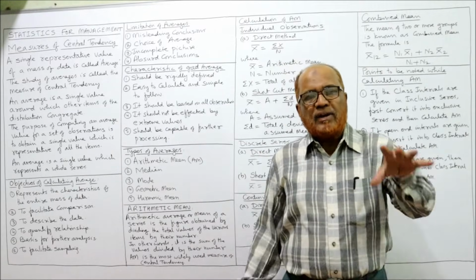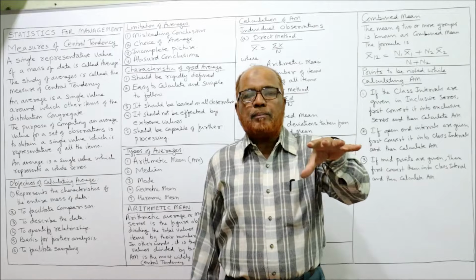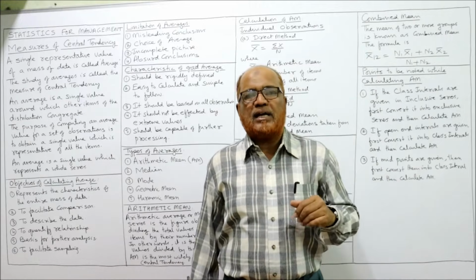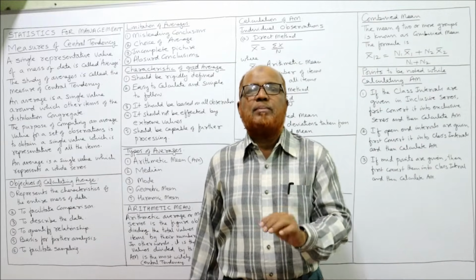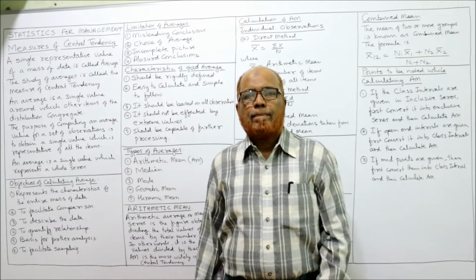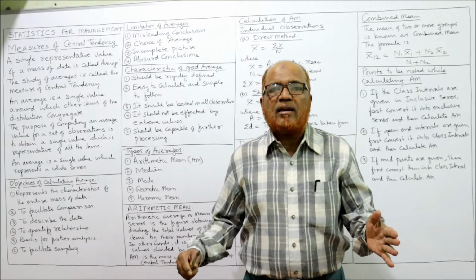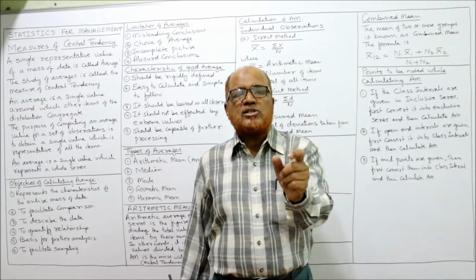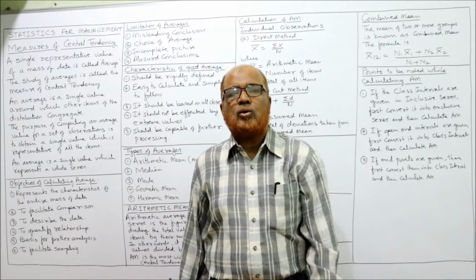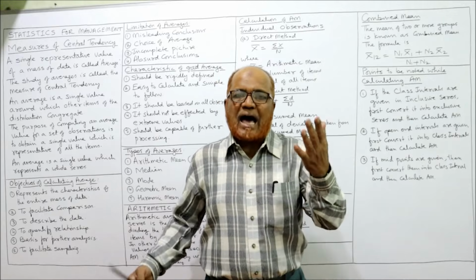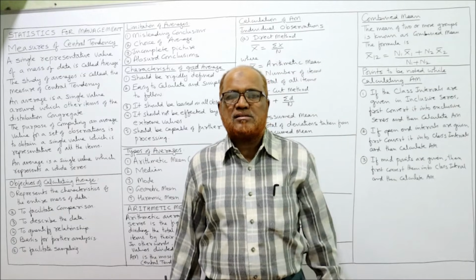For example, if in a particular place the highest temperature is 48 degrees and the lowest temperature is 2 degrees, 48 degrees highest, lowest is 2 degrees, and we calculate the average, 48 plus 2, 50. 50 divided by 2, 25. So we can say the average temperature is 25 degrees.